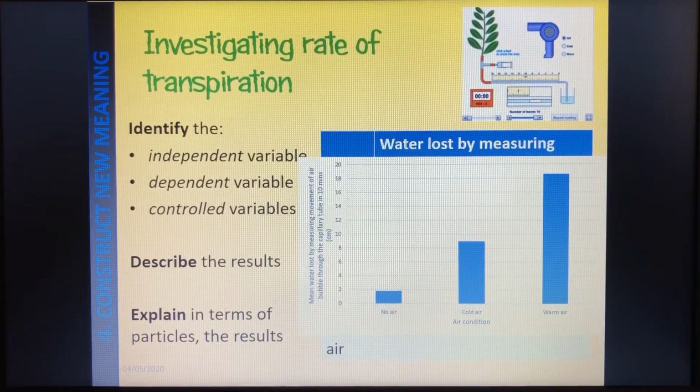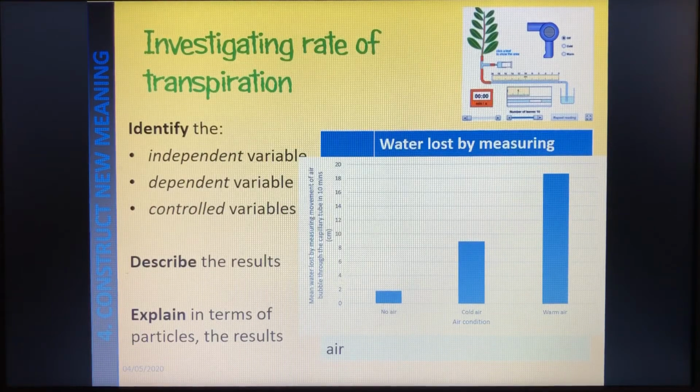So I've now put my results, my graph there, my bar chart, into the original PowerPoint so we can discuss it. And we'll look through, first of all, the independent variable is the air condition, so whether there's no air, cold air or warm air. You could say that really we're looking at a couple of independent variables there, because we've got this idea of, is there movement, because the no air compared to air, and also the temperature of the air, the cold air or warm air, but we've kind of encompassed that and just called it air condition.